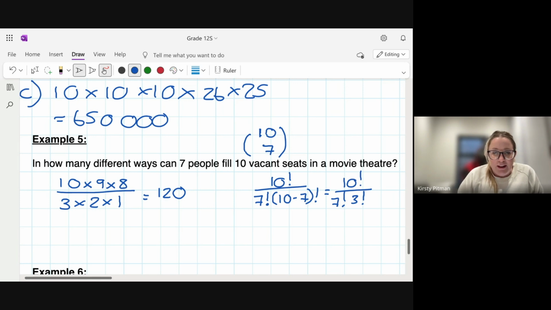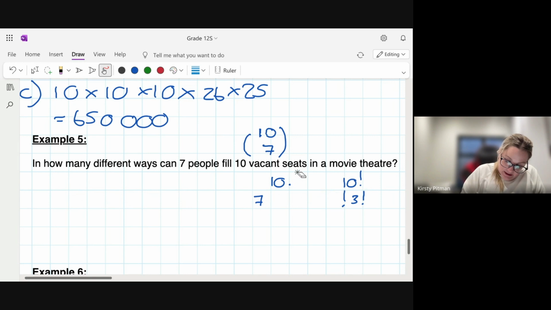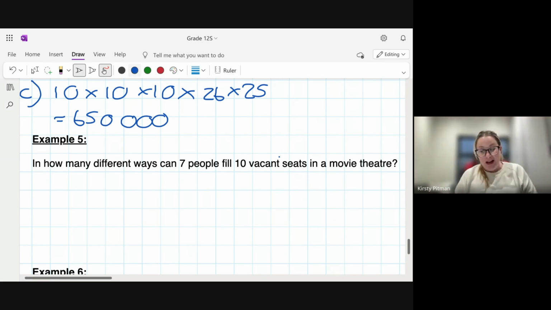Of course I can explain it again. I'm going to start with how I understand it. So I've got 10 vacant seats. I've got 7 people to fill them. So in other words, I'm putting my options on the top. Remember, if I was drawing it, I would have like 10 different spaces there. So I've got 10 seats, but I only have 7 people to fill them. What am I going to do?